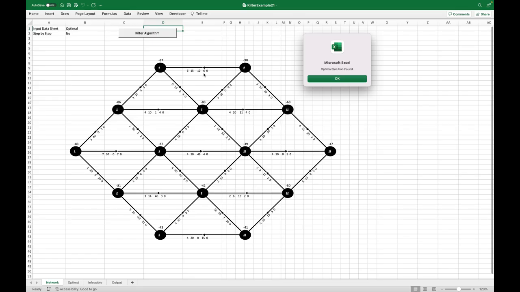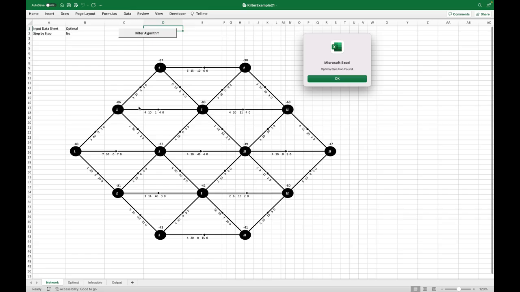Now, first of all, you can see clearly that this is a circulation. For example, here I have 6 flow coming in and 3 and 3 going out. So the flow coming in equals the flow going out. And also, the flow is between the lower bound and the upper bound. And to be optimal, it has to satisfy the optimality conditions. And for that we have to add node numbers, like you see here. And these node numbers are the values for the dual variables.